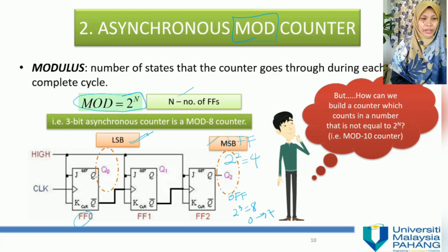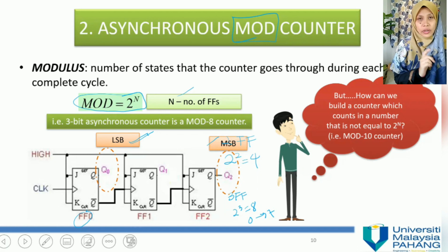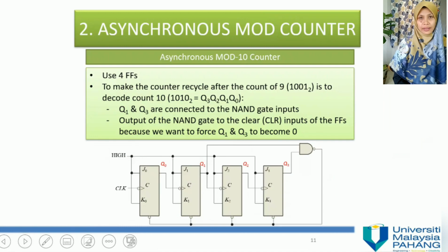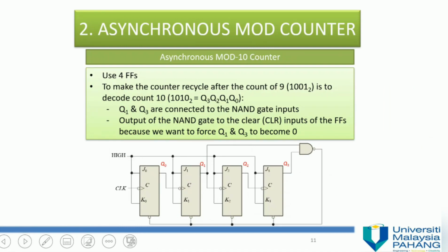But how can we build a counter which counts in a number that is not equal to 2 power of n? For example, a mode 10 counter. Okay, for a mode 10 counter, we need to use 4 flip-flops. Why? If we have 4 flip-flops, it can count 2 power of 4 equals 16. So the counter can count from 0 until 15.